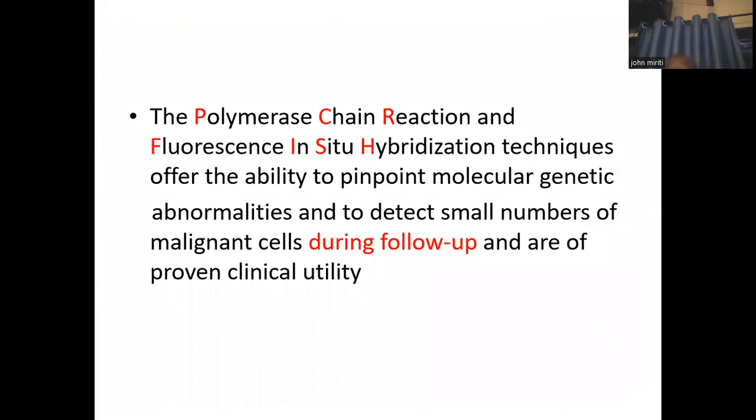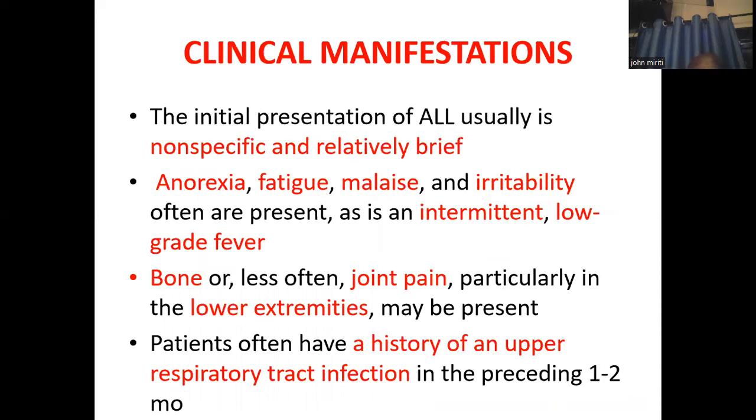So the polymerase chain reaction and the fluorescence in situ hybridization techniques have the ability to pinpoint molecular genetic abnormalities, and they can detect small numbers of malignant cells during follow-up. So that is the type of PCR method which is used to diagnose cases and for further follow-up in terms of management. So let us look at the clinical manifestation of acute lymphoid leukemia.